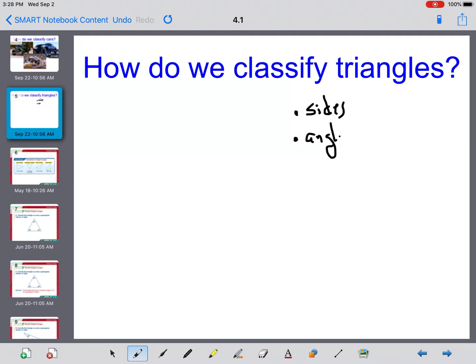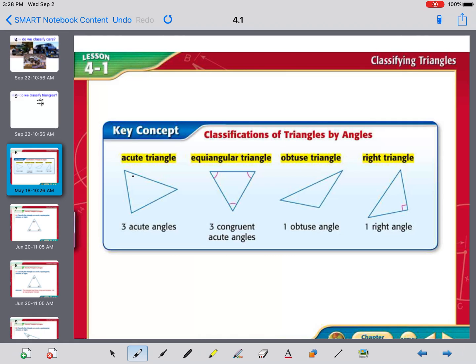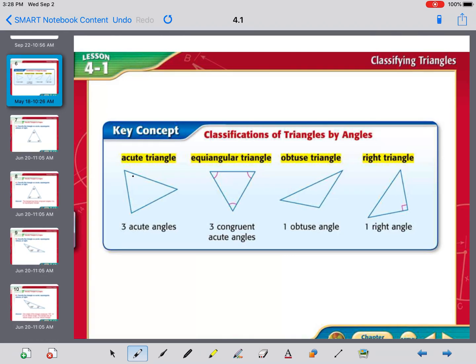And so classifications can be interesting. So how do we classify triangles? We've already said we can do it by sides or we can do it by angles. And we will look at the specific types here. In fact, here you go. This is classification by angles. You're probably not surprised at all to see these four different types.